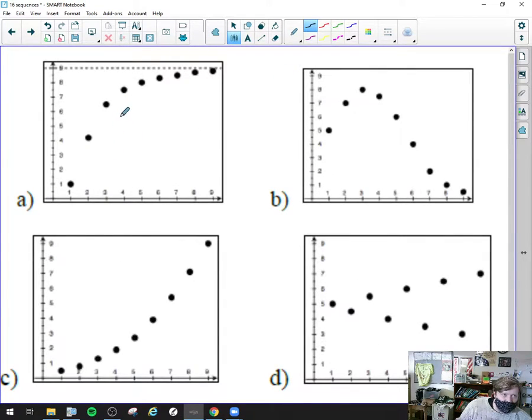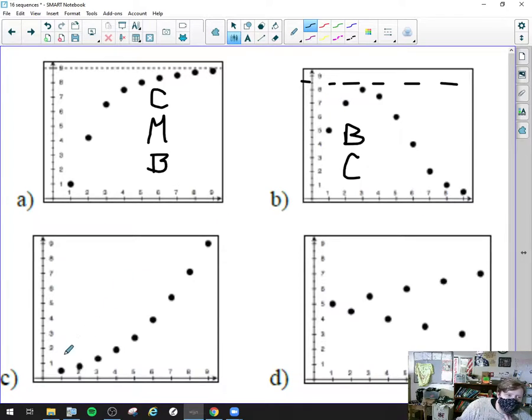So let's see, A, we could say it's convergent. We could say it's monotonic because it's going up. And it's bounded by that asymptote there. This one, we can say it's bounded, but it's not monotonic because it comes up and down. And it also converges, right? Because it's converging to 0.